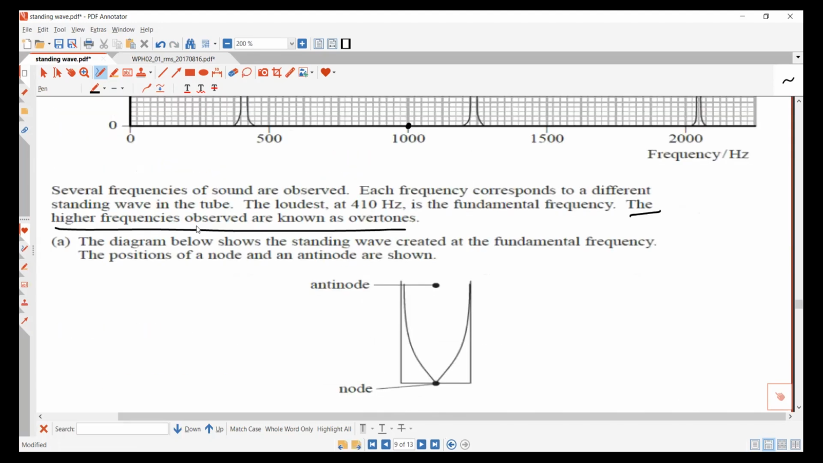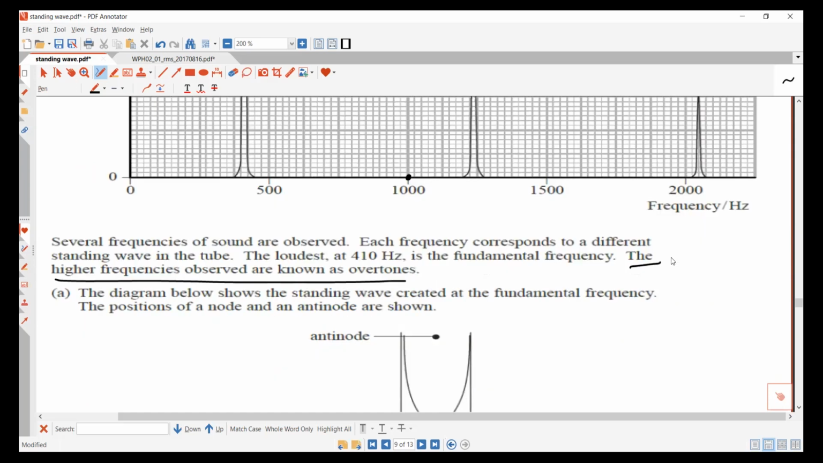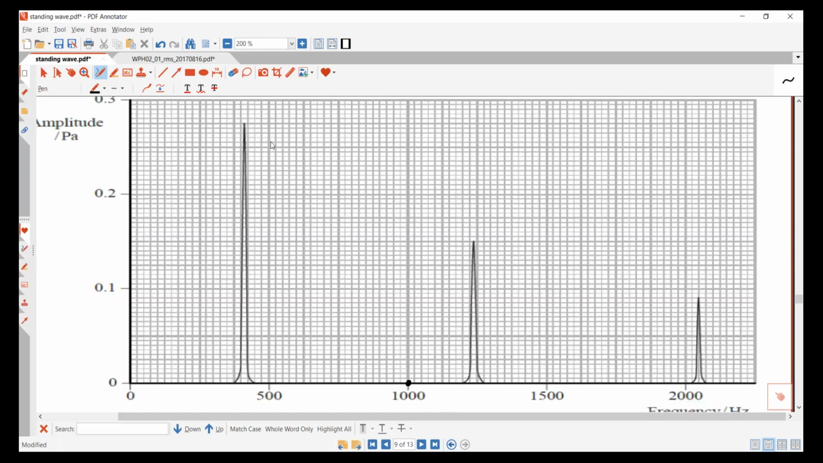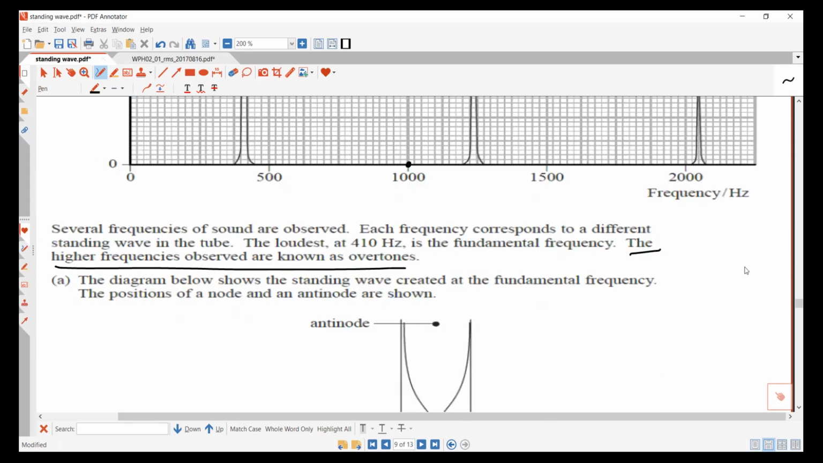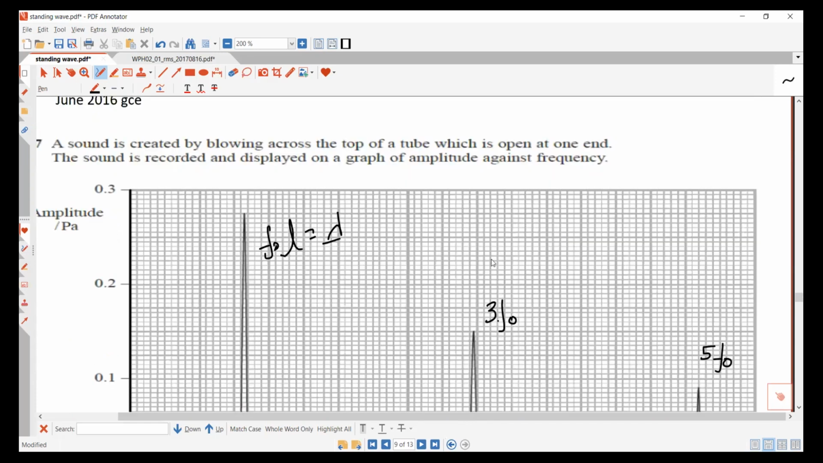We can draw the third one also, but I'm not doing the third one. I'm doing the, sorry, I'm not doing the fifth one. My bad. I'm saying again, this is F0. This is 3F0. And this is 5F0. Remember that. Okay. And if they tell you to find the L, this is going to be L is equal to lambda by 4. This is L is equal to 3 lambda by 4. This is L is equal to 5 lambda by 4.